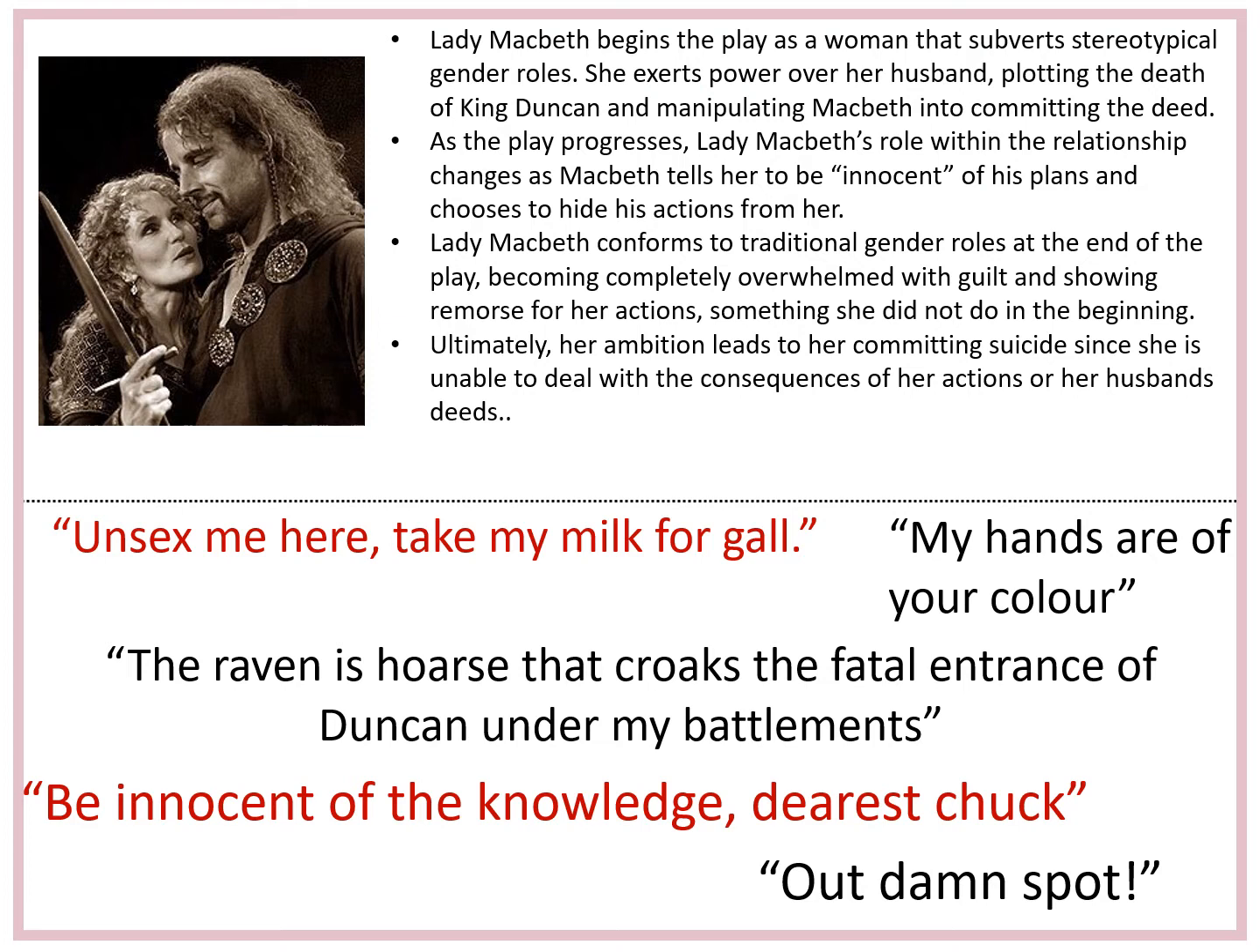Lady Macbeth begins the play as a woman that subverts stereotypical gender roles. We see this in her speech following the letter she receives from Macbeth. She asks for the supernatural elements to "unsex me here", showing how she is willing to give up everything that makes her a woman in order to help her husband achieve his goal of being king. She starts her speech with the raven and its hoarse croak, the raven signifying the death of King Duncan, and the fact that she uses language such as "battlements" and "entrance" shows how she is a warrior and she has power and strength.